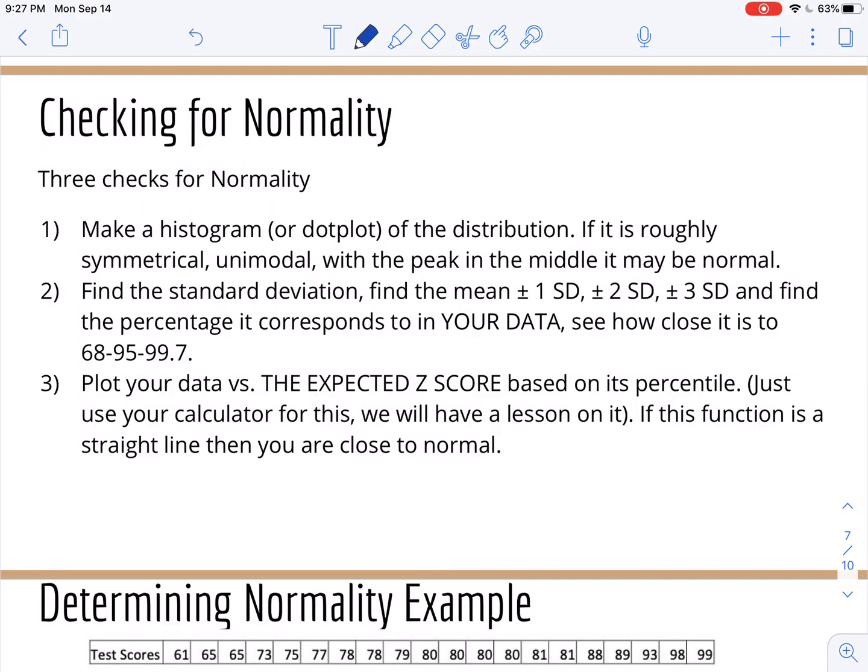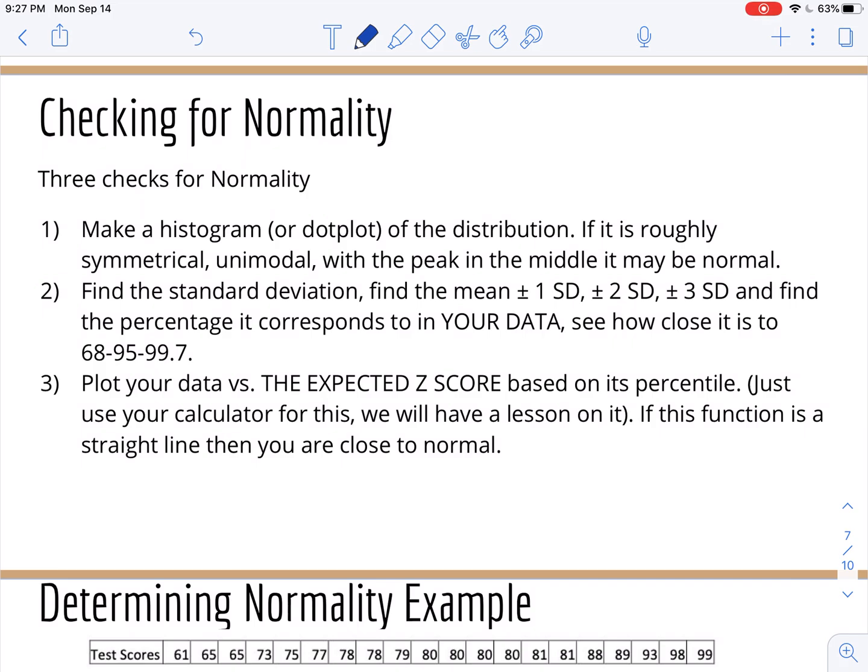Find the standard deviation, and then you want to find the mean plus or minus 1 standard deviation, plus or minus 2 standard deviations, plus or minus 3 standard deviations, and figure out the percentage that it would correspond to in your data. So see how close that would fall to the 68, 95, 99.7 rule. And if you end up kind of with that 68, 95, 99.7 rule, then you might have something that is normal. And then finally, this is probably the truest test.